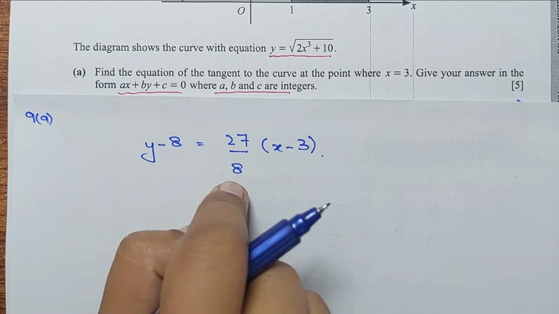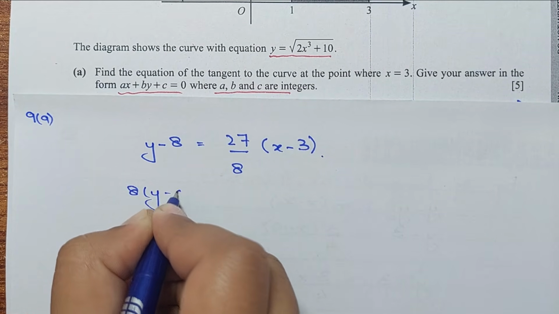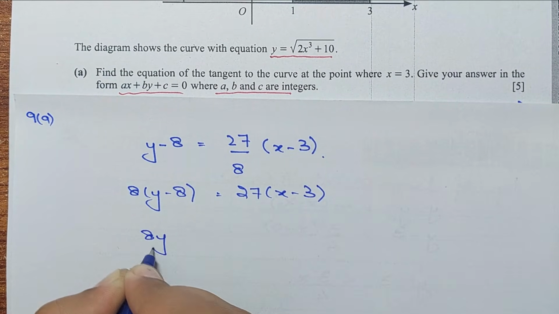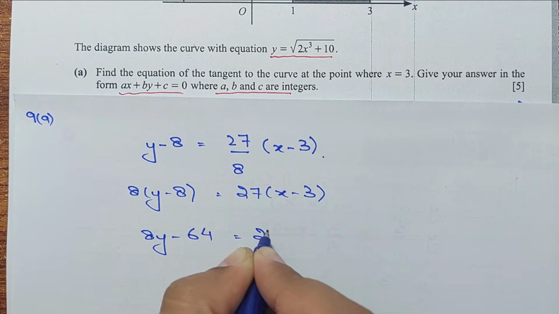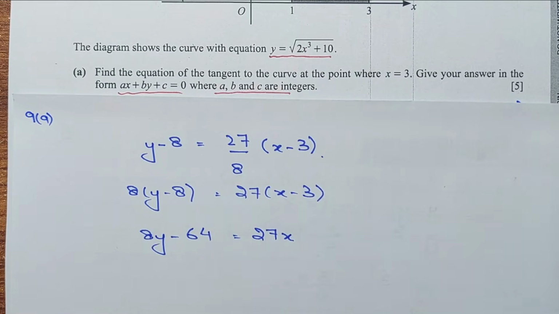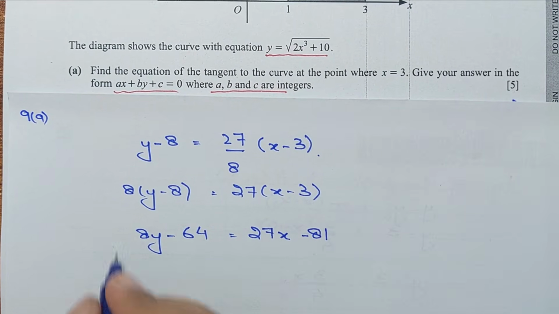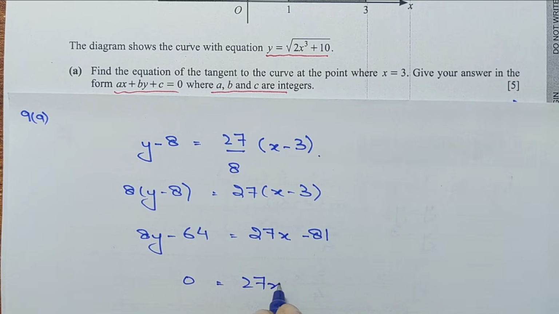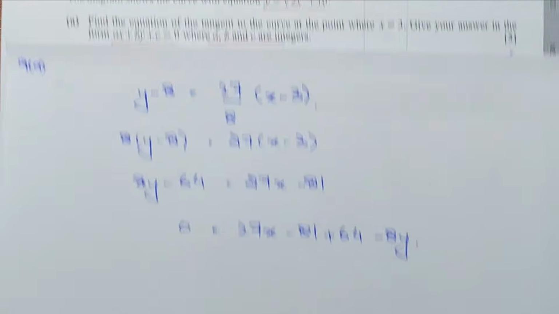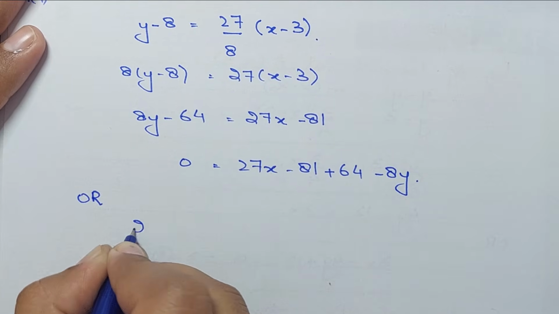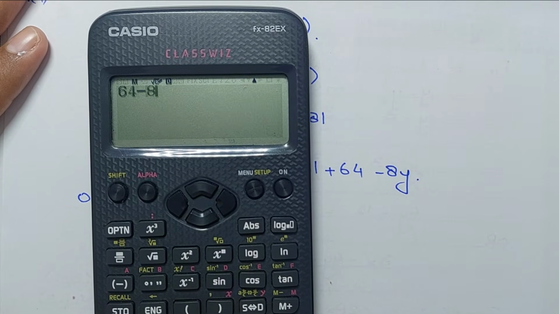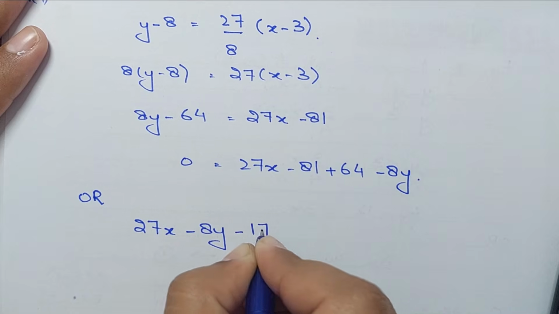Let me cross multiply it with 8. 8 is multiplying with y minus 8 and 27 is multiplying with x minus 3. So 8 times y, 8 times 8 is 64. This is 27x and 27 times 3 is 81, I guess. Yes, minus 81. So we have 0 over here, 27x minus 81, shift these terms, plus 64 and minus 8y. Or we can say 27x minus 8y, 64 minus 81, minus 17. This is equals to 0.